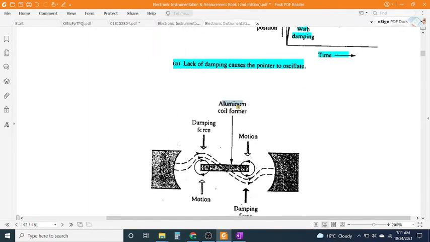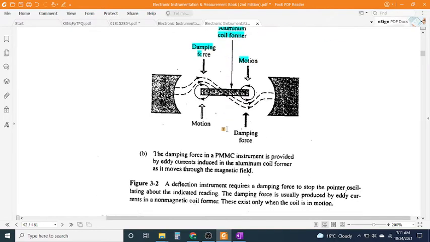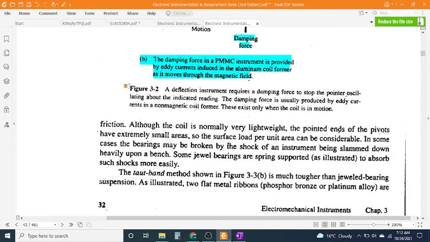Aluminum coil former. Damping force. The damping force in a PMMC instrument is provided by eddy currents induced in the aluminum coil former as it moves through the magnetic field. Figure 3-2. A deflection instrument requires a damping force to stop the pointer oscillating about the indicated reading. The damping force is usually produced by eddy currents in a non-magnetic coil former. These exist only when the coil is in motion.